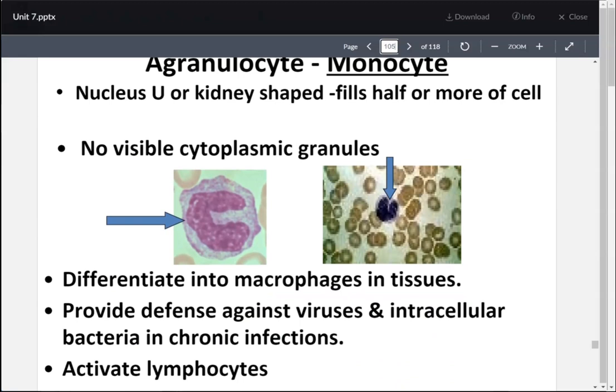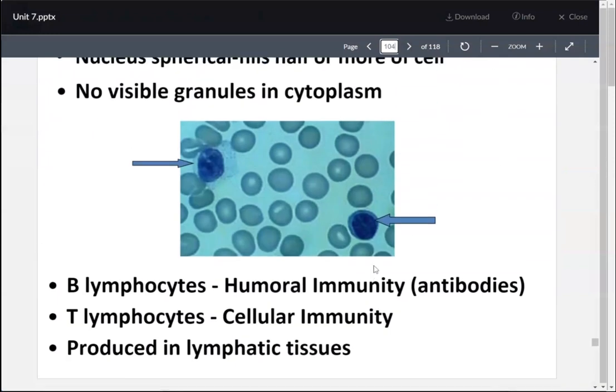We also have our monocytes. Again, we're going to have a U or kidney-shaped nucleus that is very large and will fill half or more of the cell with no visible granules. These guys become macrophages when they go out into the tissues, and they're going to provide defense against viruses and intracellular bacteria, especially when we have chronic infections. And they're going to be responsible for activating lymphocytes. So these guys activate these guys.